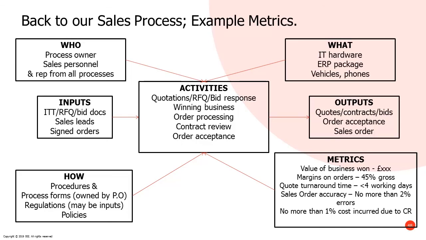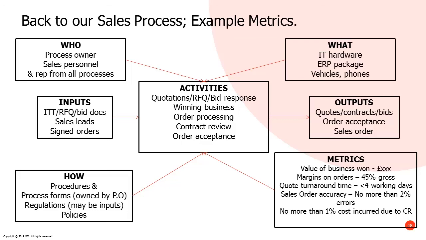So the first one there is the value of business won. That's liable to be a business metric flowed down from top management. What value do I need you to win to keep this business flowing and growing in the way that we plan? Margins on orders. Similarly, that's going to be flowed down from top management. What is your target gross margin or net margin, whatever they want it to be, but understand what that metric means.